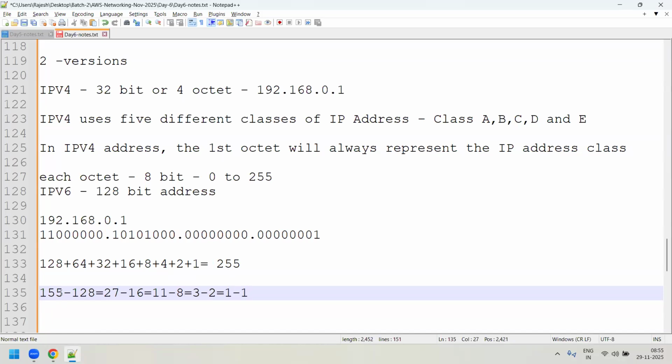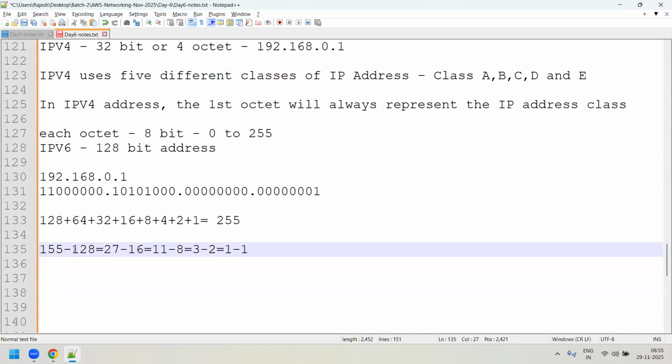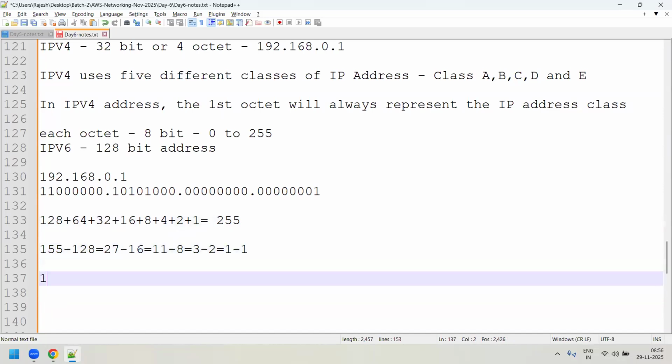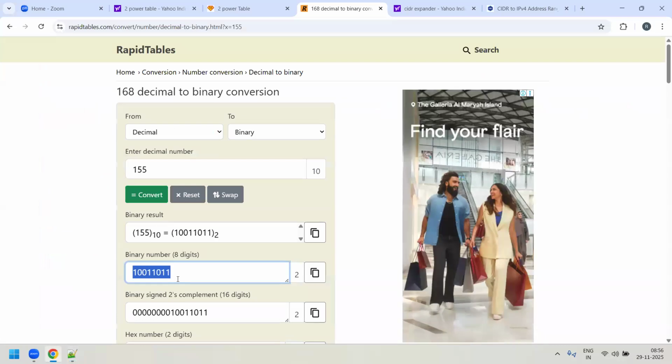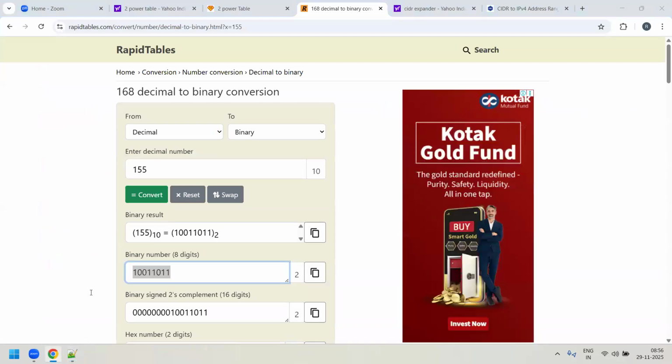Now what happened? Whichever values I took: 128, afterwards 16, 8, 2, and 1. So for those values it will be 1. Did I take 64? No. Did I take 32? No. Did I take 16? Yes, 1. Did I take 8? Yes. Did I take 4? No. Did I take 2? Yes. Did I take 1? Yes. See, this is the value; you're getting the same value. Am I clear, sir?